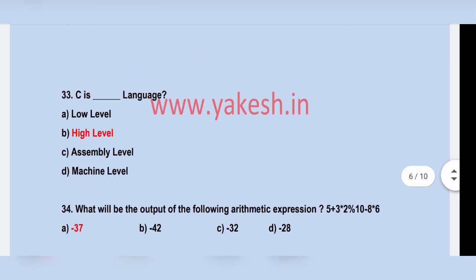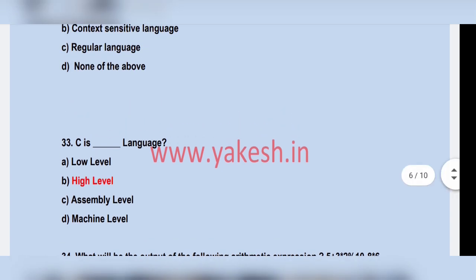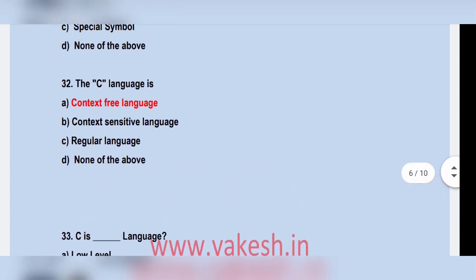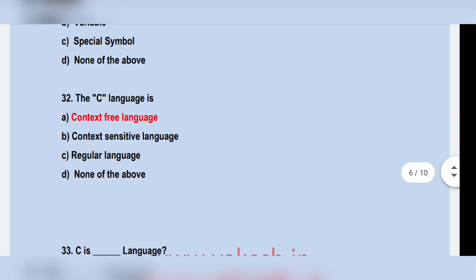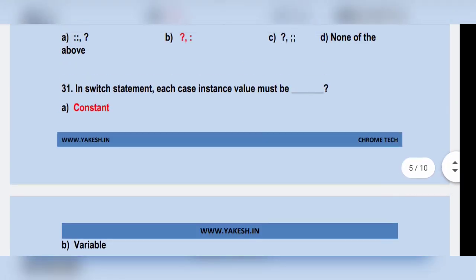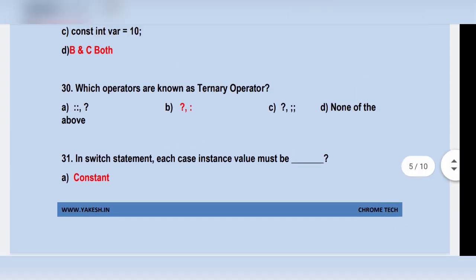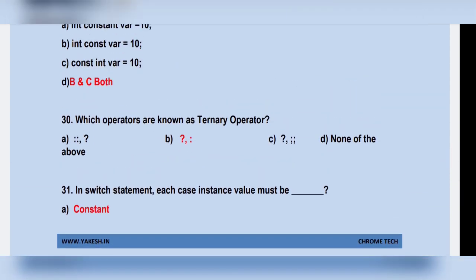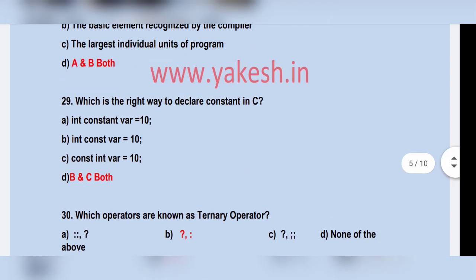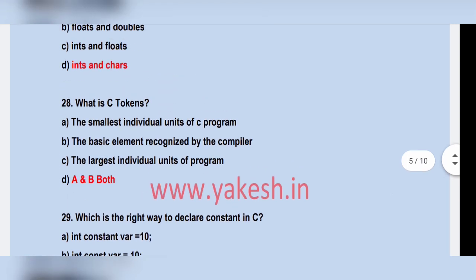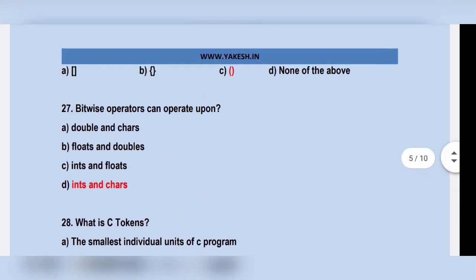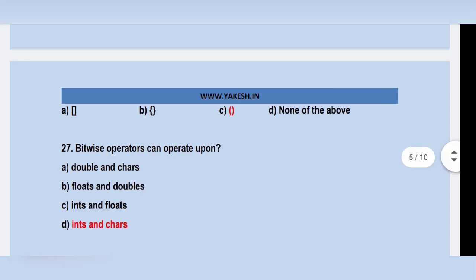What will be the output of the following arithmetic expression? Option A. C is a high-level language. The C language is context-free. In a switch statement, each case value must be constant. Which operator is known as the ternary operator? Option B. Which is the right way to declare a constant in C? Option D. What is a C token? Option D. Bitwise operator can operate upon, option D, ints and chars.